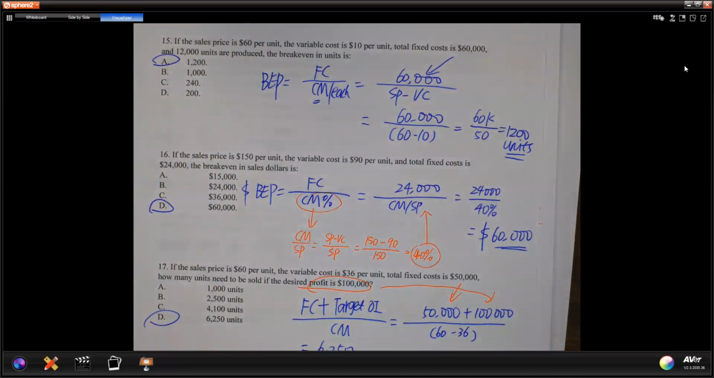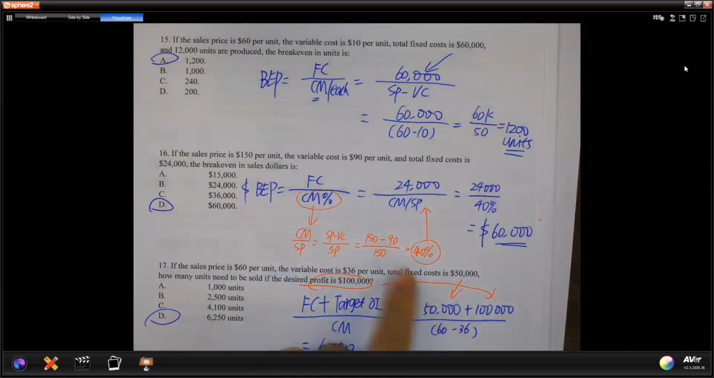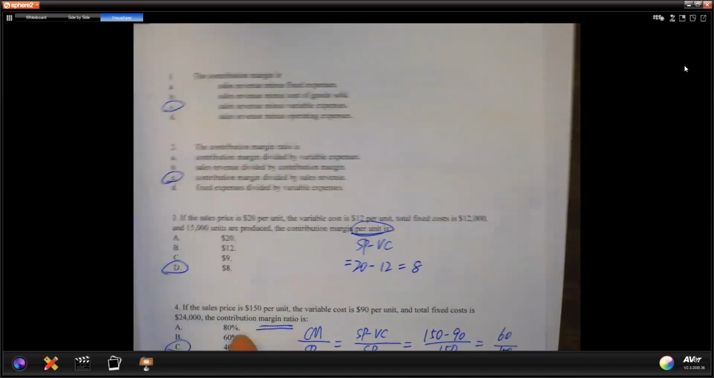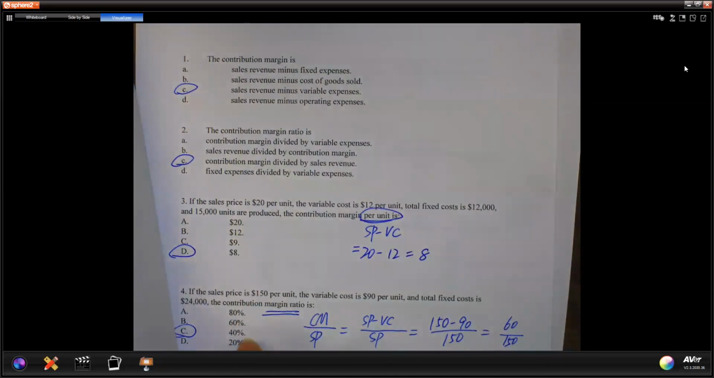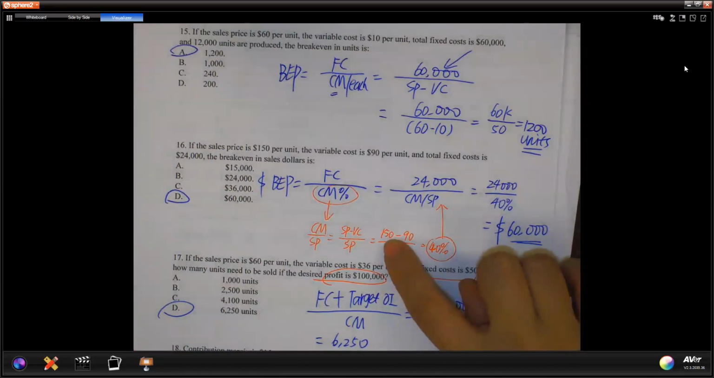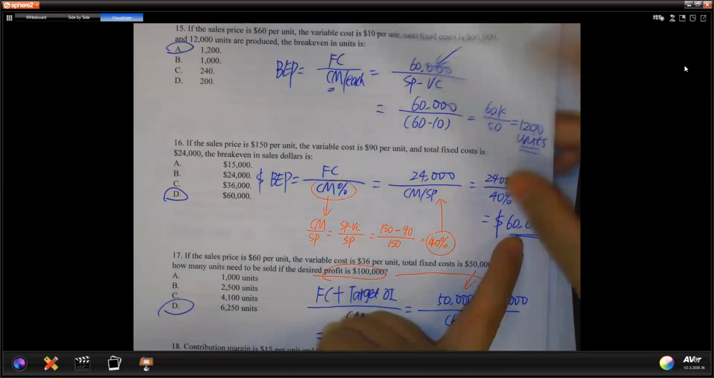Okay, next one talking about break-even point in dollar amount. There are different ways. If you just use the formula, it is fixed cost divided by contribution margin percentage. So you have to calculate the contribution margin percentage. Remember, we did a contribution margin percentage of 40% in question 4. So it's the same. I'm not going to repeat too much. Your fixed cost divided by your contribution margin percentage, 40%, so you get your dollar amount.